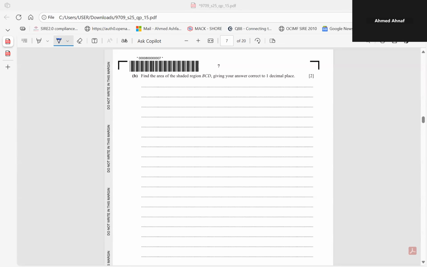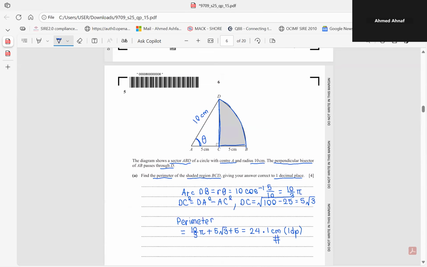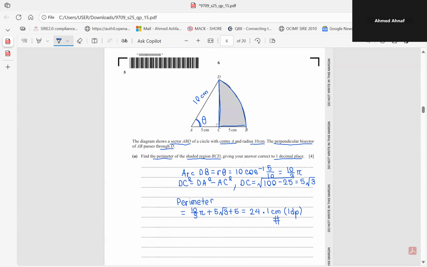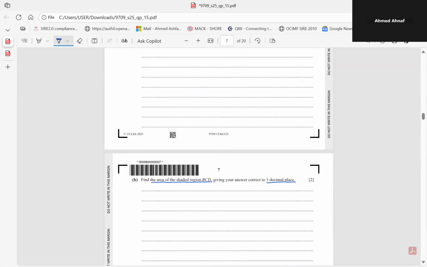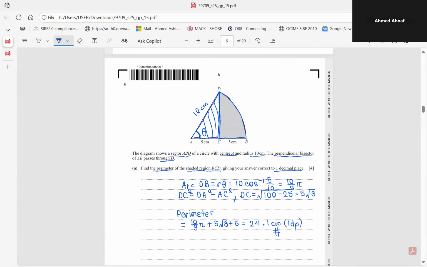Okay, so for this part, we're gonna have to find the area of the shaded region BCD. Again, giving your answer correct to one decimal place. All right, so let's look at the shaded region again. To find the area of this region, you have to find the area of the whole sector minus the area of this right angle triangle. Okay, so first let's find the area of the sector. What's the sector called? Okay, ABD.